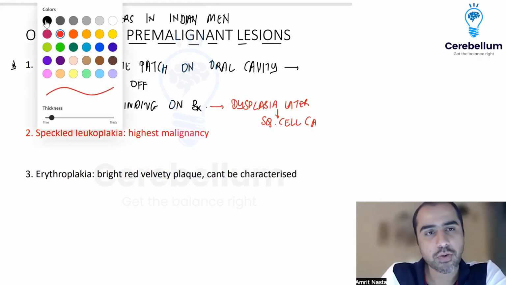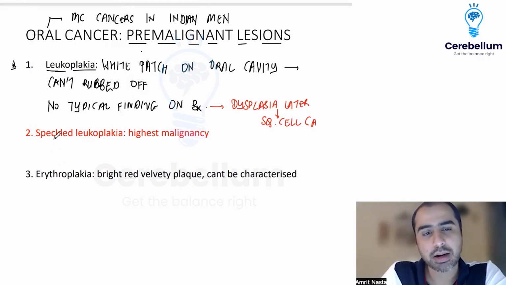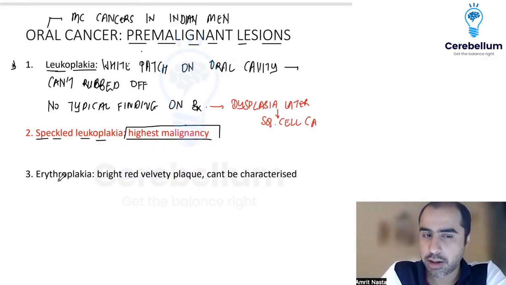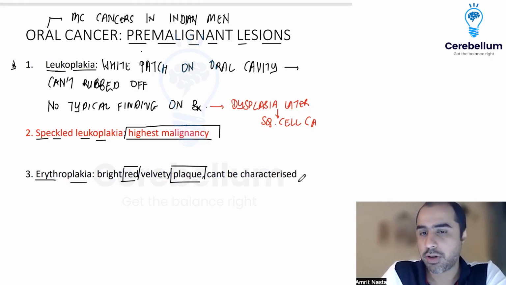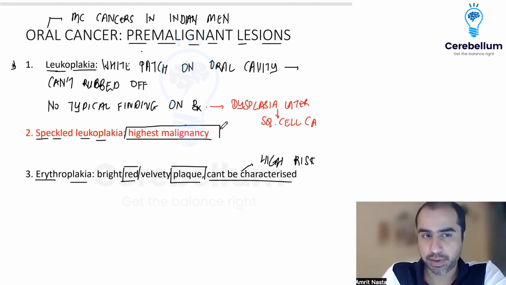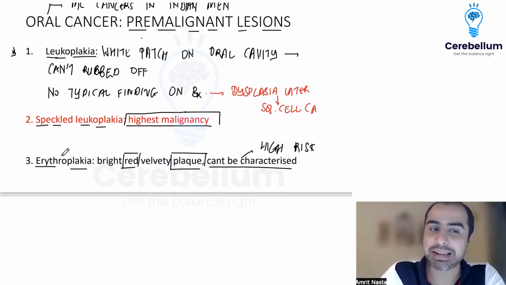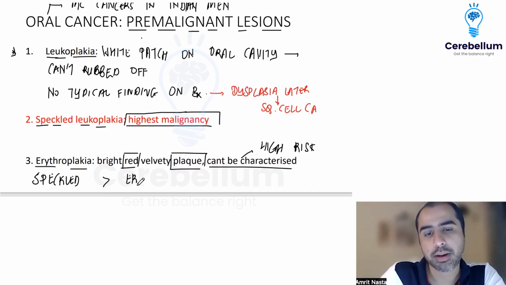There is a variant of leukoplakia which is called speckled leukoplakia. This is the worst one. It has the highest malignancy risk. And the third one is called erythroplakia. Erythro means red. Plakia means plaque. Rest of the things are same. This also has a high malignancy risk. So between the three, in increasing order of malignancy risk, the maximum will be speckled leukoplakia, followed by erythroplakia, followed by simple leukoplakia.